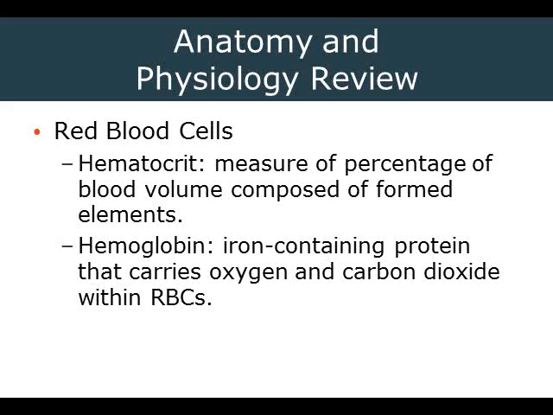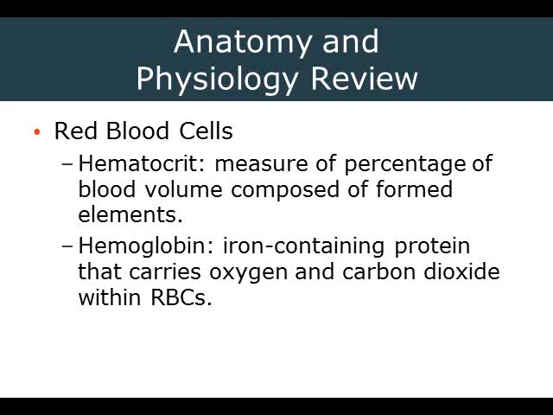Hematocrit is the measure of the percentage of blood volume that is composed of formed elements, the majority of which are RBCs. On average, blood is about 45% formed elements, with a higher normal level in males. In males, we typically consider a hematocrit of 40 to 52% to be normal, and in females it is slightly lower at 35 to 47%, so about 5% lower than males.